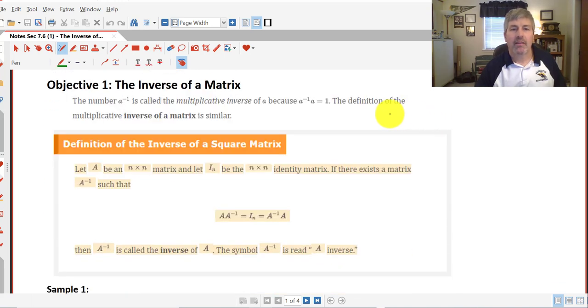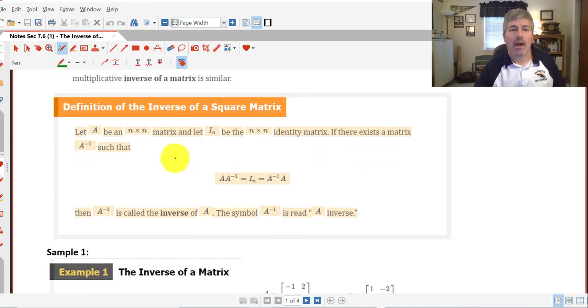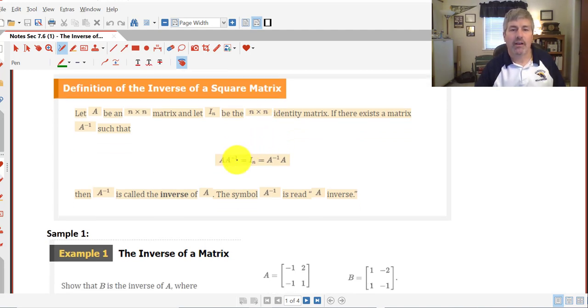The number a raised to the negative 1 is called a multiplicative inverse because a to the negative 1 times a equals 1. So we remember that a number multiplied by its reciprocal is 1, and that's really what we're doing here. So if we let A be some n by n matrix, and our identity is also an n by n identity matrix, there's going to be a matrix A to the negative 1 such that matrix A times its inverse equals the identity, and the inverse times its matrix A equals the identity.